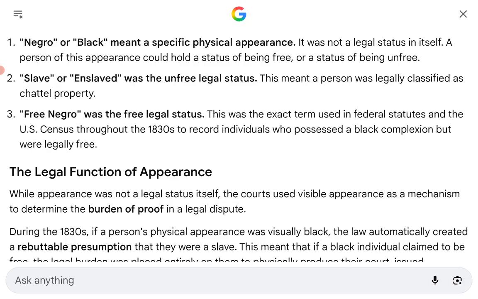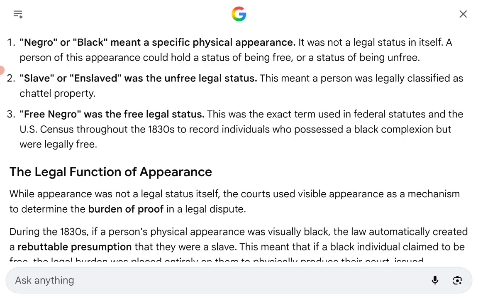Black, as slave or enslaved, was the unfree legal status. Slave or enslaved, that's what the word Negro or black meant, sometimes used interchangeably. Slaved or unslaved was the unfree legal status. This meant a person was legally classified as chattel property.